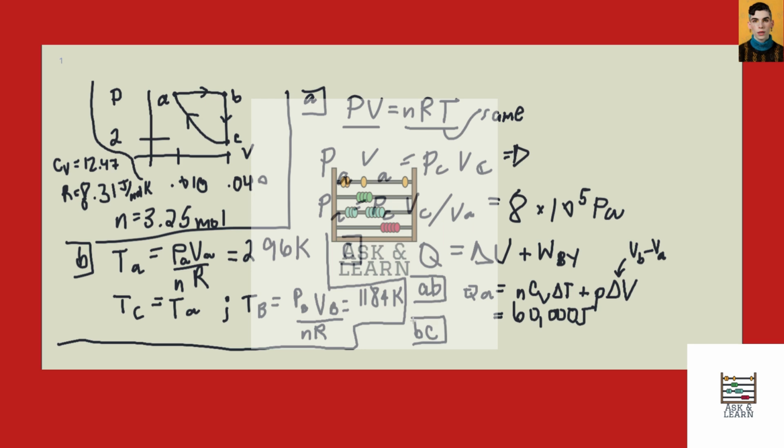So for BC, again, we'll just use the same equation. Oops, I put QAB. Okay, QBC. That one's nice because delta V is 0, so it's just going to be N CV times T at B minus T at C. We have both of those from part B, so that really set us up nicely to do these problems.